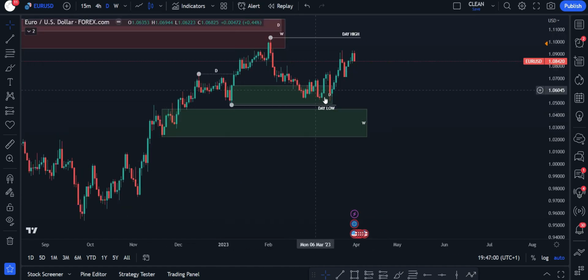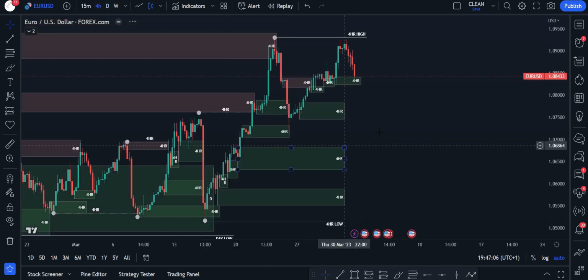Daily's clearly bullish. We've tapped into daily demand and we're pushing higher. So again, I think we're going to go take out this daily high at some point. Going into the 4 hour, 4 hour is bullish. We've had a break of structure here. We've pushed up into 4 hour supply, and we've pushed all the way back down, and we actually broke through this area of 4 hour demand.